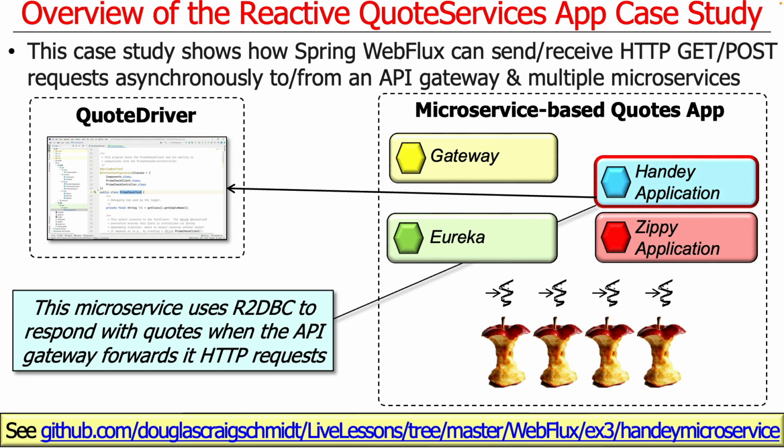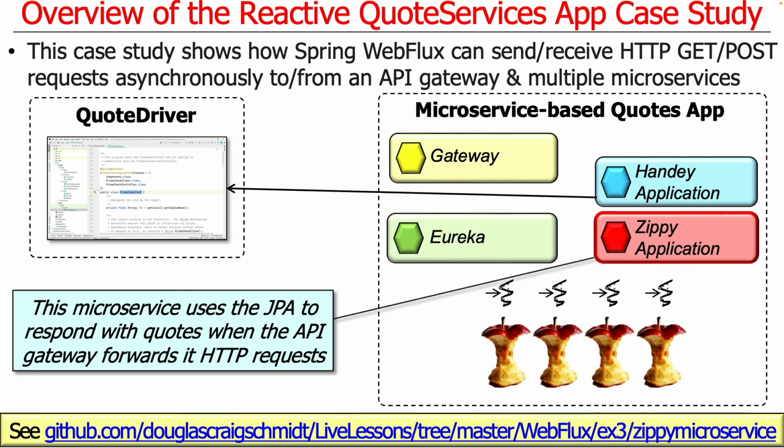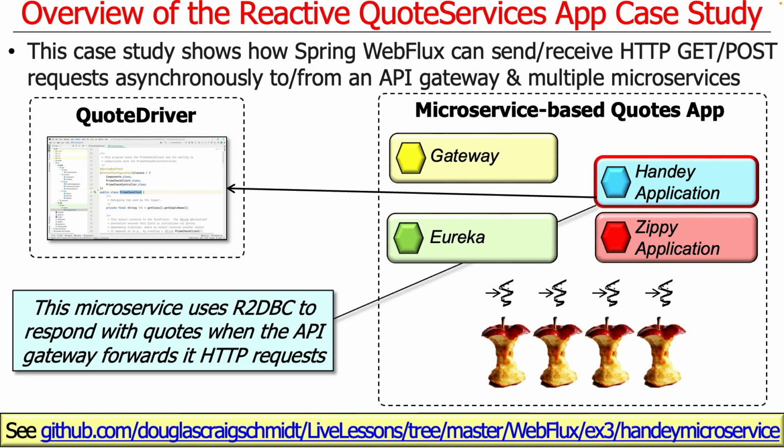Now, the other thing that's going to be different here, we're going to have two different implementations of the microservices, each one using different types of database models. The handy application is going to use the R2DBC database, which is a reactive relational database, and it's going to be able to serve responses asynchronously. Super duper cool. The Zippy application is going to use the Java persistence architecture instead of using the R2DBC model.